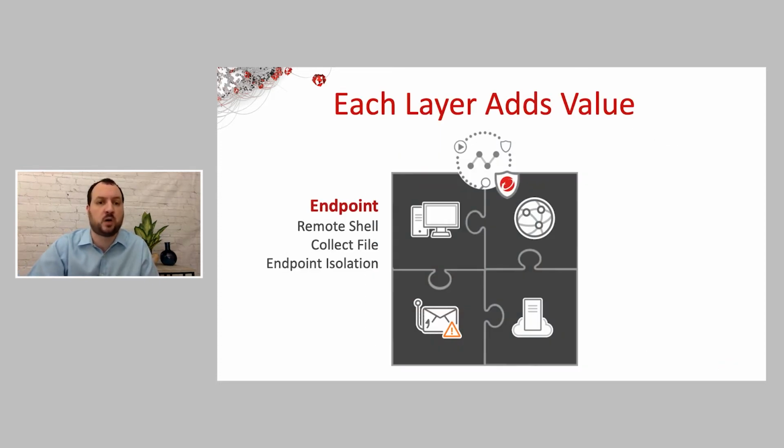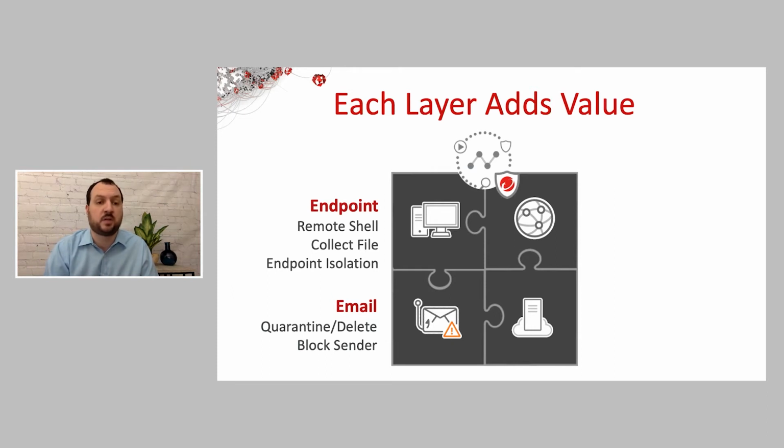So if we go back to our puzzle and we look at the different layers again, the endpoint, for example, contributes remote shell, being able to interrogate the endpoint and run commands on it to see and pull additional information. You can collect the file from the endpoint for deeper analysis through malware automation tools or sandboxing technologies. Endpoint isolation to get that endpoint off the environment or off the network while you're investigating it.